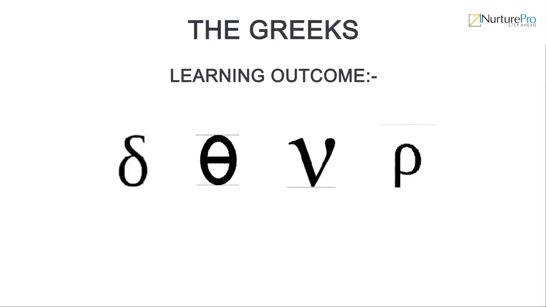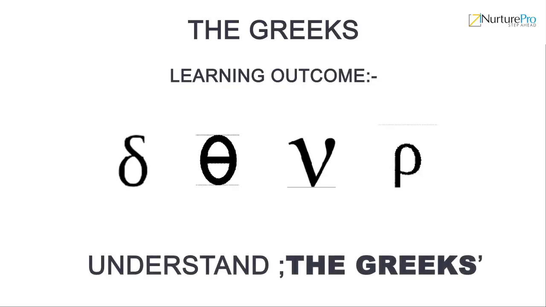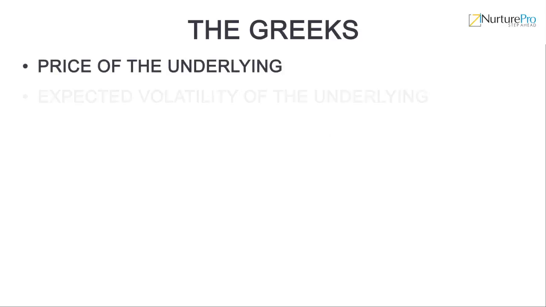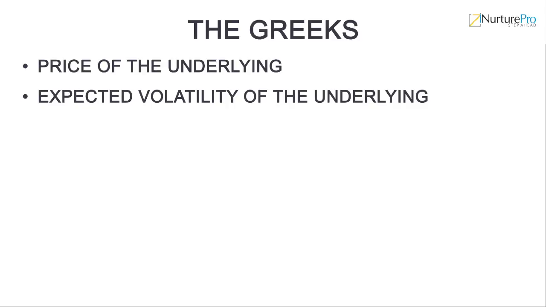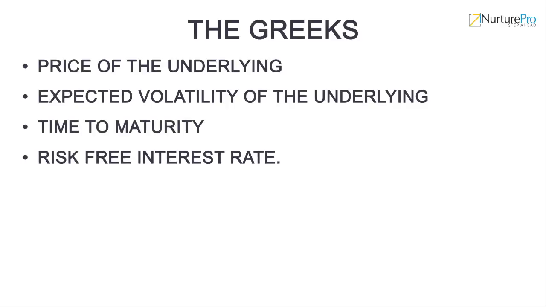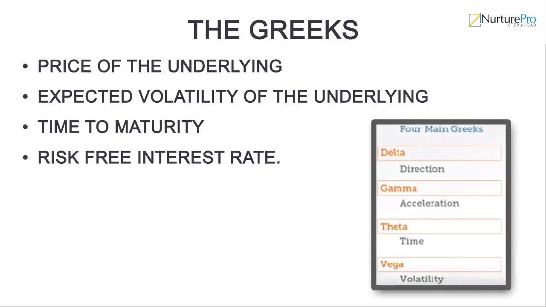The Greeks. Hello students. As you know, the price of an option varies with the price of the underlying asset. The extent of variation of the option's price is influenced by four prominent variable parameters. In this video, we will try to understand these factors, which are collectively referred to as the Greeks. These variable parameters are the price of the underlying, expected volatility of the underlying, time to maturity, and risk-free interest rate. Options traders often refer to them as delta, Vega, Theta, and Rho respectively.